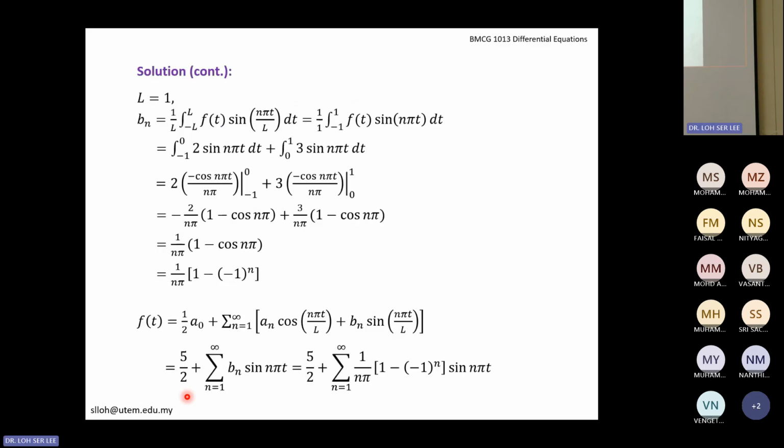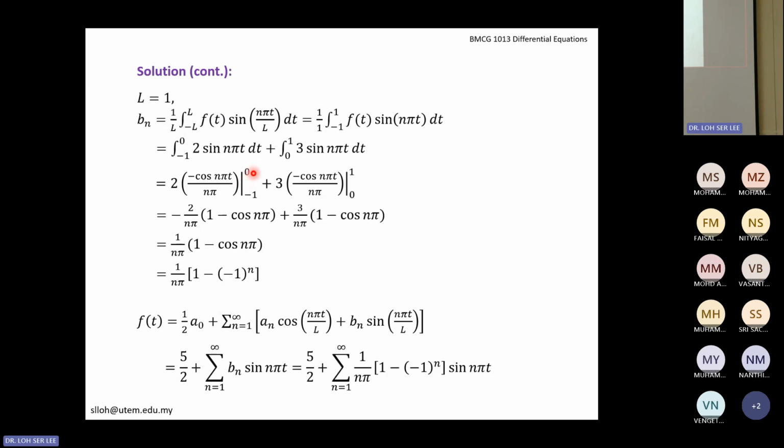Next, we look at Bn. This is the formula for Bn. You substitute 1 into L and you get this. Then break this integration into 2 parts, where the first one is 2 and the second one is 3 for f(t). Integrate as usual: integrate sine, you get negative cos n pi t over n pi. Same goes to this one.